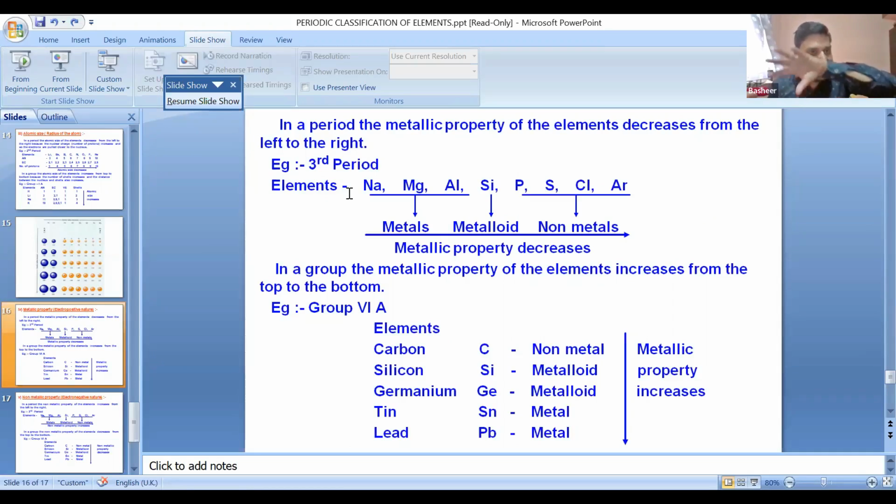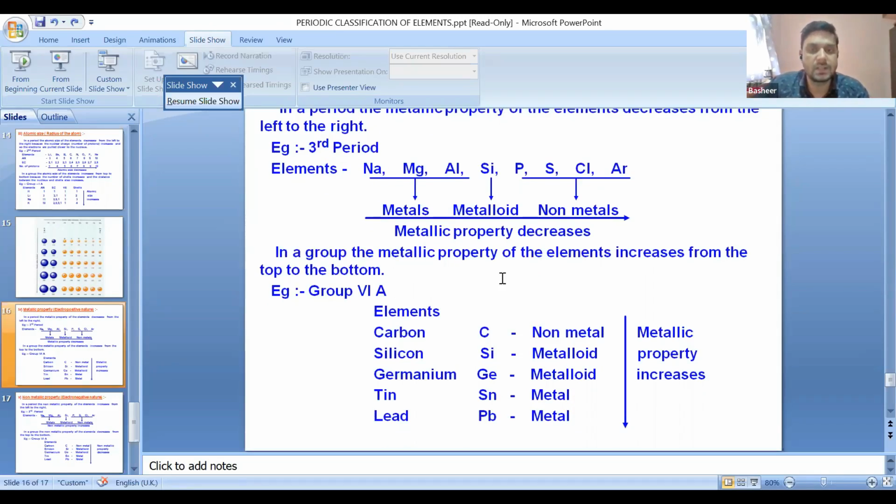a gas. And in between we have metalloids, that is down. So metals go to non-metals, and non-metals belong to the gases. So they change the properties of the metals. So sodium, magnesium, aluminum, left to right, are metals. Then in between, silicon is a metalloid, because it has both the properties, metals as well as non-metals. Then phosphorus, sulfur, chlorine, and argon are all non-metals. You can see here, so this is the property. So you can see the metallic property decreases.